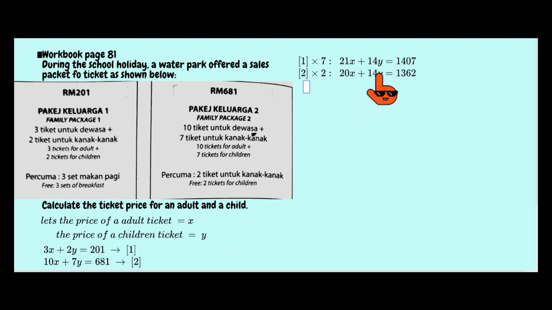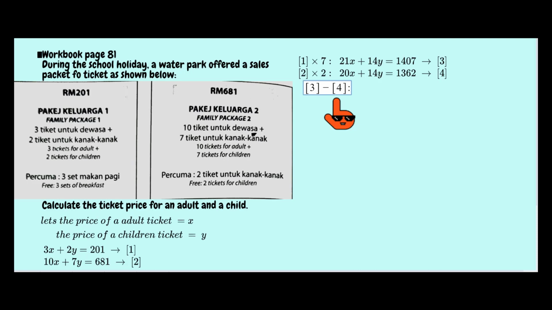So we get the common coefficient for y, 14y and 14y. What does this mean? The first equation, multiplied by 7, we mark as the third equation. The second equation, multiplied by 2, we mark as the fourth equation. Now, since we have plus 14y and plus 14y, we are going to eliminate 14y by subtracting: the third equation minus the fourth equation.